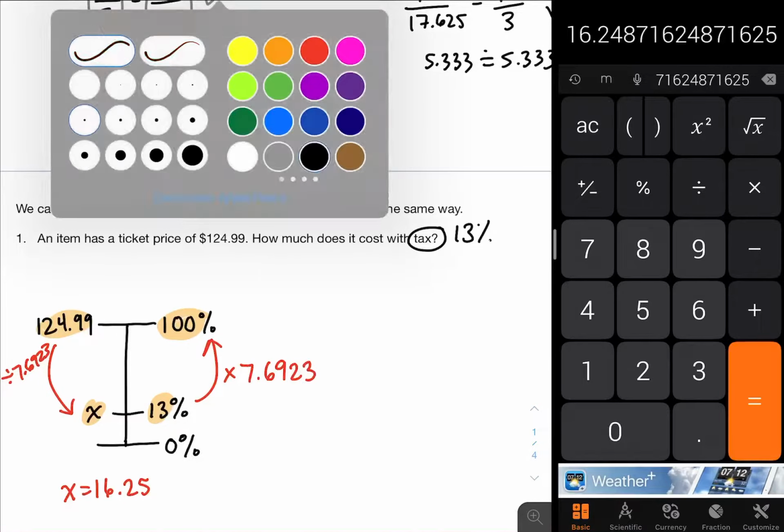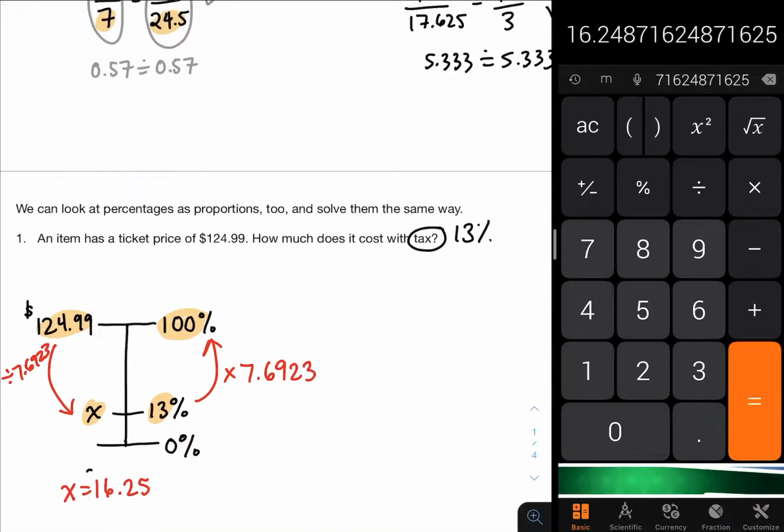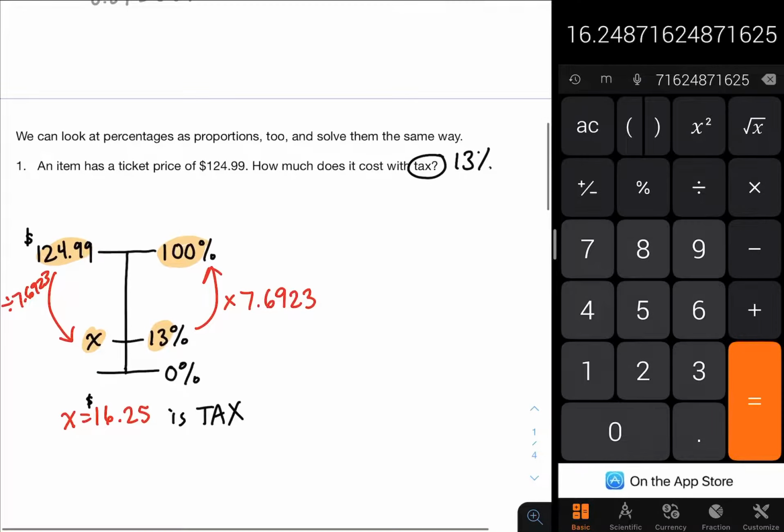This is all about prices. And when we're talking about dollar amounts, we always round to 2 decimal places. So this tells me that the tax is $16.25. So if I want to know the total price, then I have to take the tax and add it to my total amount.